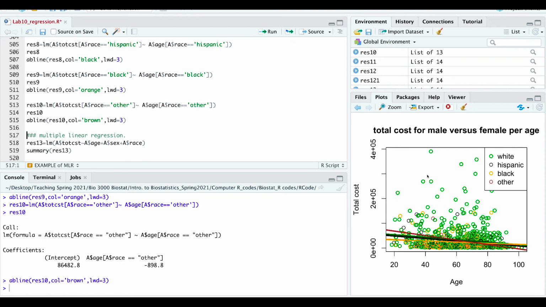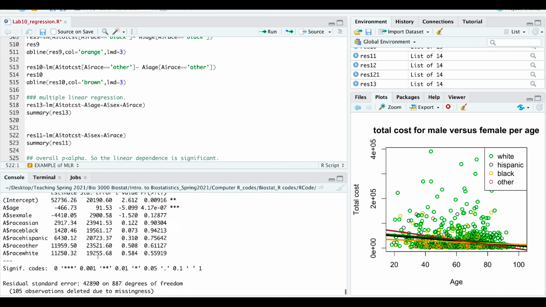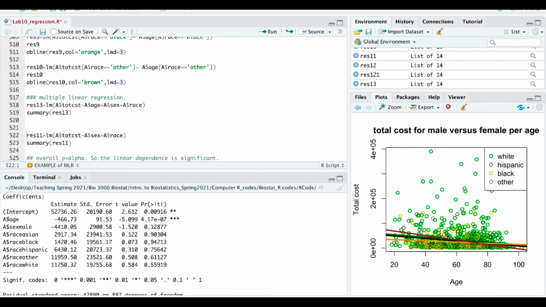So if you do the total cost versus age with the different races, all together at the same time, age plus sex plus race, and then do the summary, what do you get? Which one is significant? It seems only the age is significant. You see the stars here? That has a p-value less than alpha. But the sex and the race are not significant, meaning that the total cost does not depend linearly on the gender or race. That's what we see.